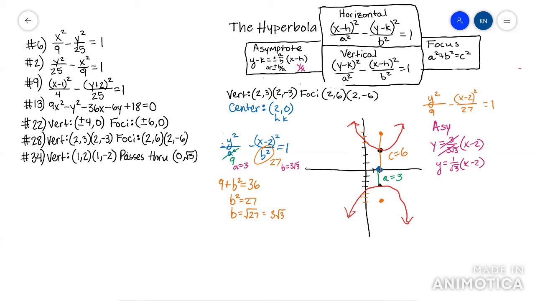And if you're actually trying to do this correctly, you need to rationalize this 1 over root 3 by multiplying by root 3 over root 3. So you'd get root 3 over 3 (x minus 2). That's how I would do that problem. Which brings us to the final problem, number 34.